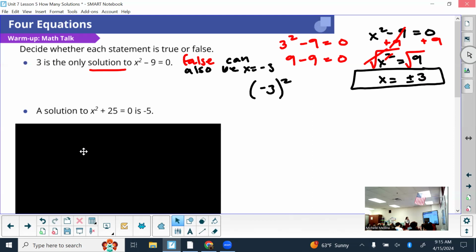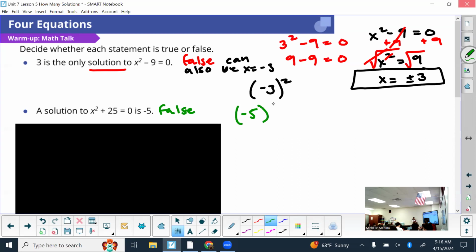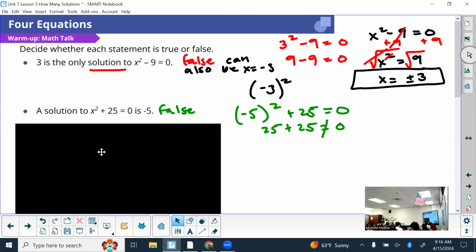Okay, Harley, what do you think? False. So let's see. A solution means a value for the variable that makes it true, so if we're trying to see if this is a solution, I'm going to plug it in for the variable and see if it makes the statement true. What's -5 squared? And then is 25 plus 25 equal to 0? So that is why this is false. Not a solution to that equation.